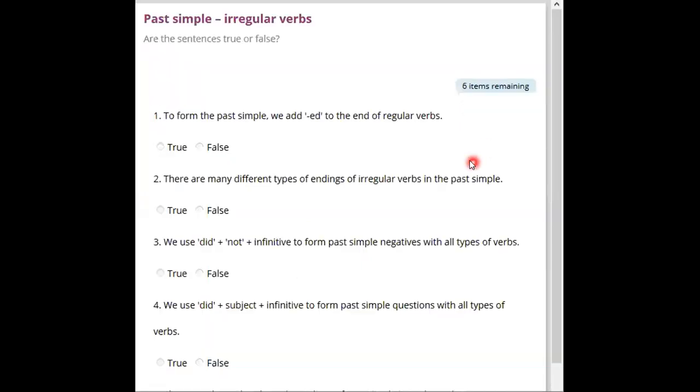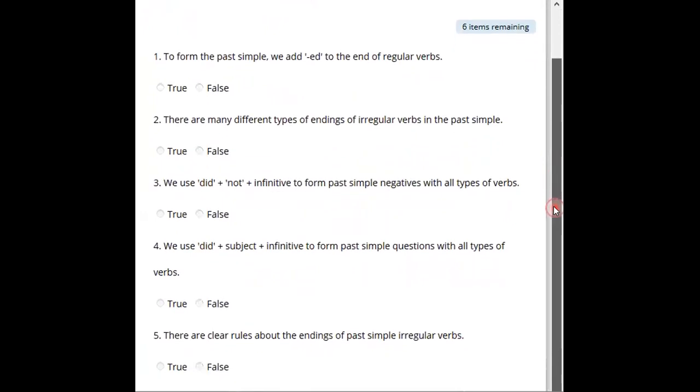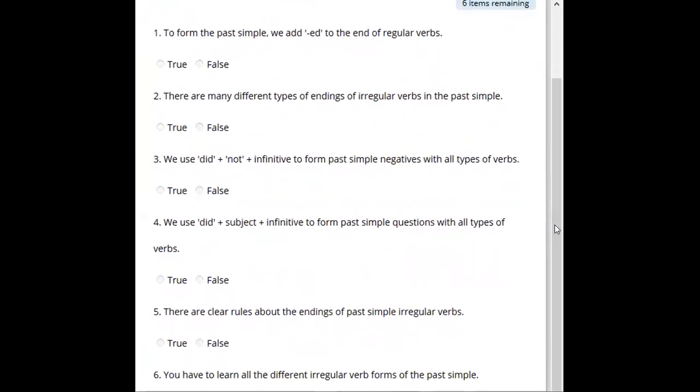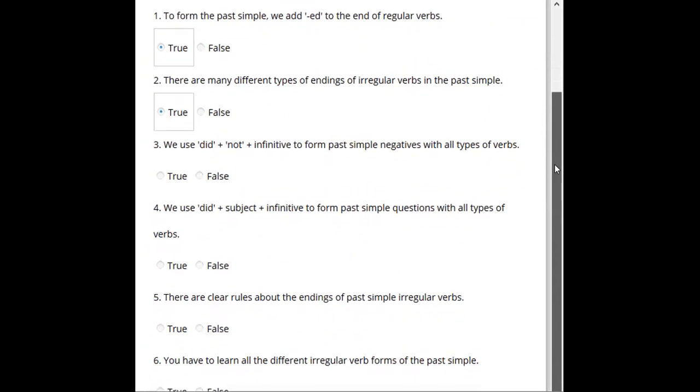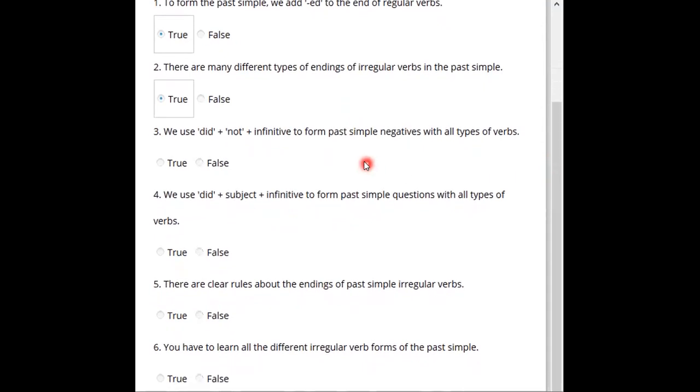Right, we're back. Let's correct the exercise together. So, the first one, to form the past simple, we add ed to the end of regular verbs. Is it true or false? It is true. Second one, there are many different types of endings of irregular verbs in the past simple. If you were paying attention to the verbs in the video and the conversation, you should be able to answer. Okay, true. We use did plus not plus infinitive to form past simple negatives with all types of verbs.